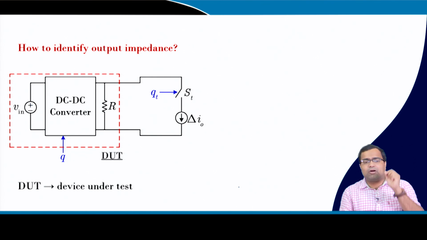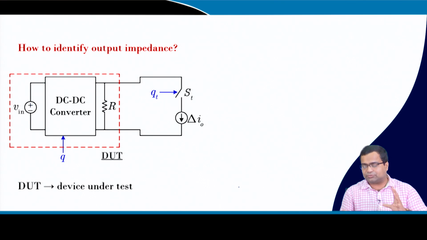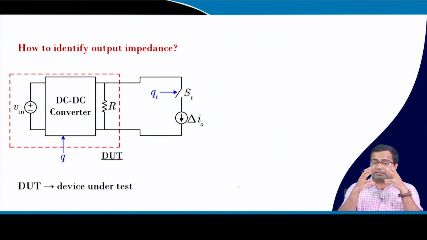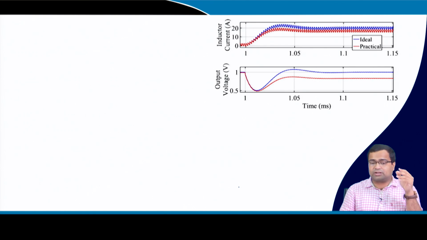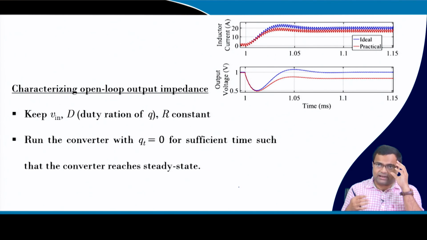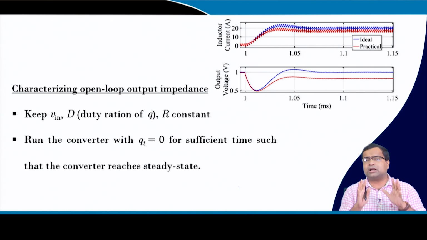How to identify output impedance? We have to devise a test. If you go to experimental validation, with a converter you can inject a pulsating load, and by looking at the overshoot and undershoot, you can try to match and get the output impedance. So this step we will discuss: how to get the output impedance.